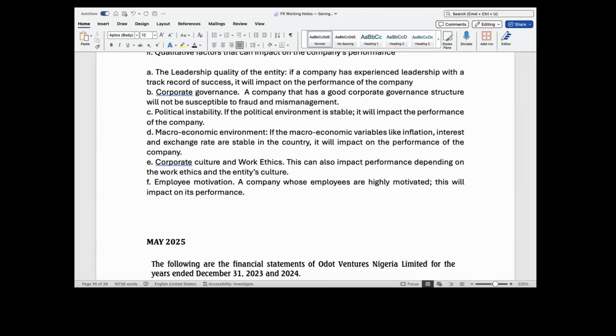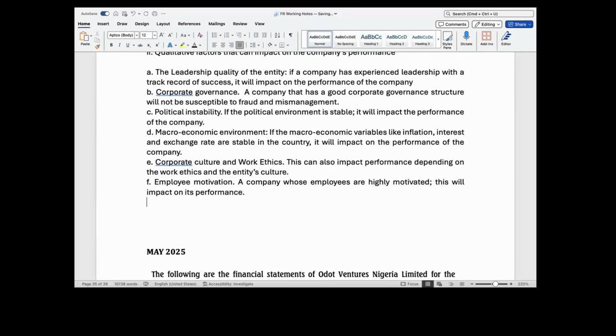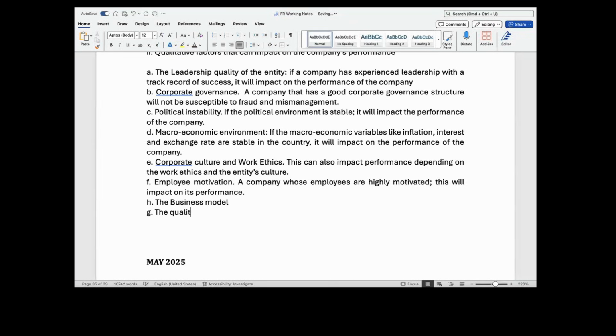And many more that you can actually think of that are qualitative. It could either be the business model of the company. It could be the quality of their products.